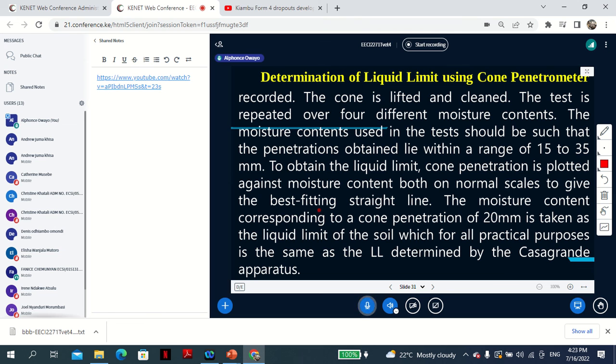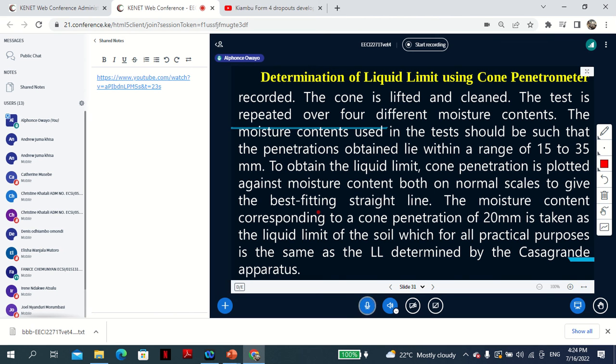To obtain the liquid limit, cone penetration is plotted against moisture content, both on normal axes, to give the best fitting line. So the difference is that this is plotted on normal axes. The Casagrande case is a semi-log axis, just to make it easy to interpret. Actually, that's the ordinary way of doing it, but in actuality you can also plot on an ordinary curve. It would be difficult to read the 10, 20, 30, so it's better to follow the convention.